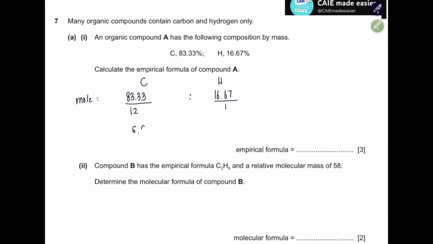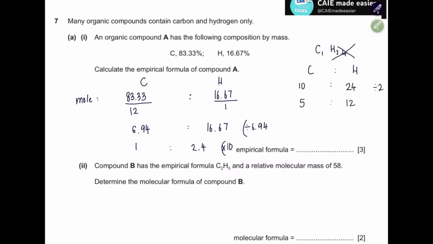So what is the ratio? It's 6.94 to 16.67. Now you have to divide this by the smallest number, which is 6.94. You get the ratio 1 to 2.4. Now you can't write C1 and H2.4, right? Let's multiply this by 10 and we get 10 to 24, and 5 to 12 when we have divided this by 2. So we get C5H12. That's the empirical formula.